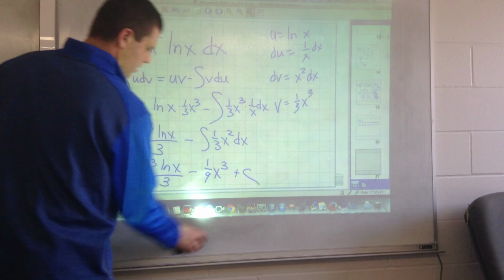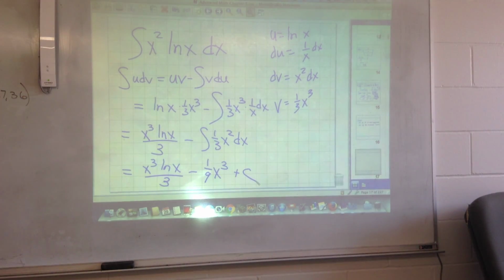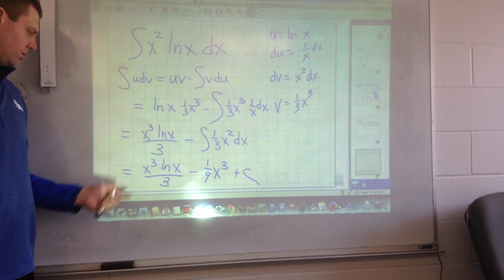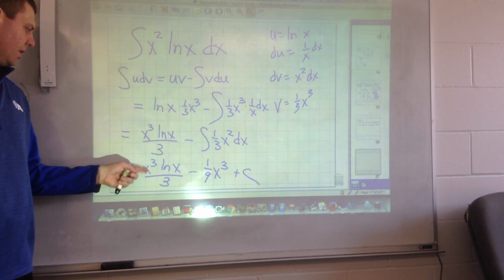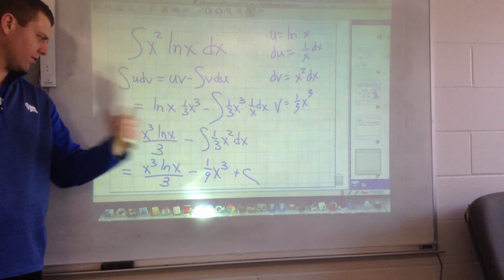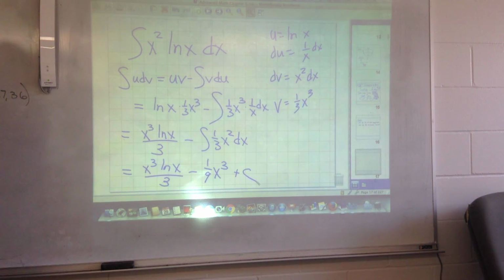Would you prefer it to be like that, or would you prefer it to end up, because it's fairly easy to make that into a common denominator and then write all of it over? I wouldn't. That's an extra step. I'd leave it. And if you like fractions out in front, if you want to write 1/3 x cubed ln x minus 1/9 x cubed, go for it. You can simplify it less.